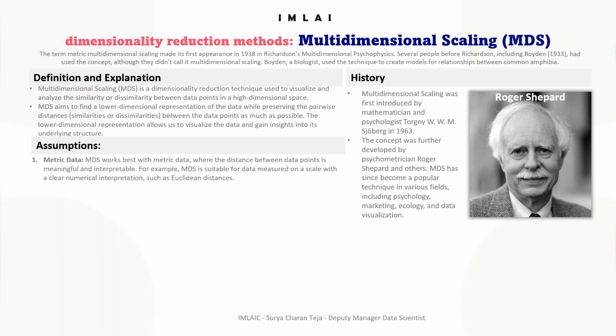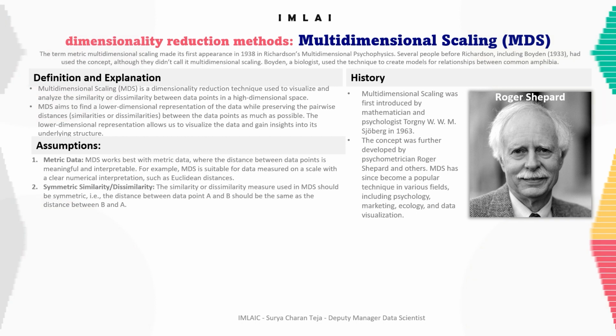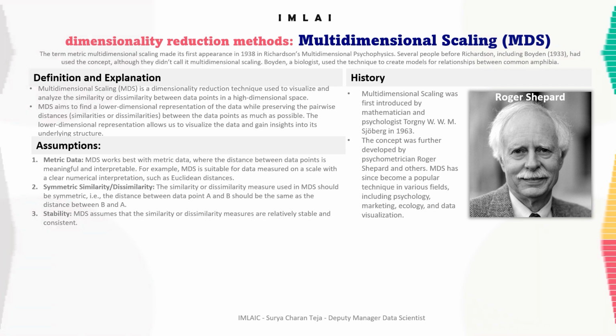And the second assumption is symmetric similarity or dissimilarity. Similarity or dissimilarity measures used in MDS should be symmetric. That is, the distance between data points A and B should be the same as the distance between B and A. This is a very important assumption. And the third assumption that we have here is stability. MDS assumes that the similarity or dissimilarity measures are relatively stable and consistent.